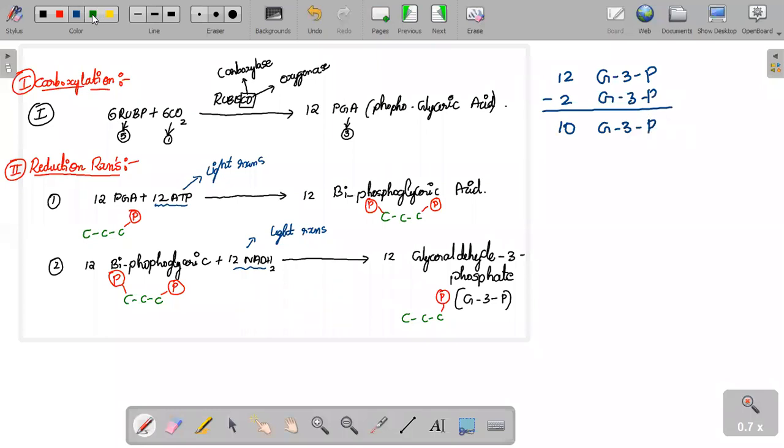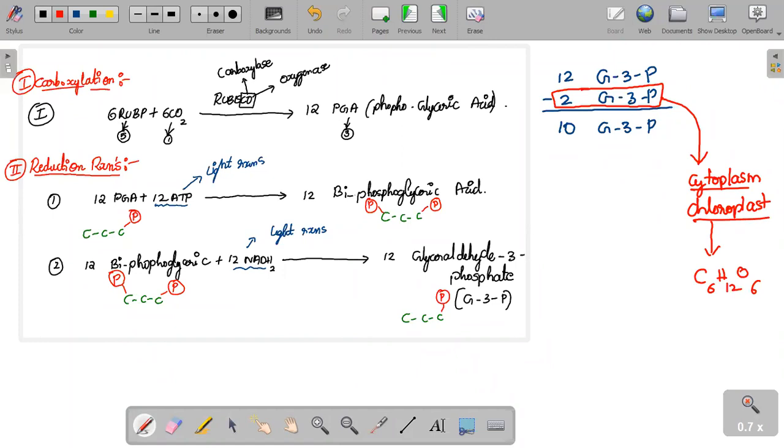So you may ask me, sir, what is going to happen with these 2 G3P molecules? You have removed them, so where are they going? Very simple answer. These 2 G3P molecules will move either to the cytoplasm, exiting the chloroplast, or they might stay inside the chloroplast, or they can move to any other part where they will be utilized for the production of a molecule called C6H12O6.